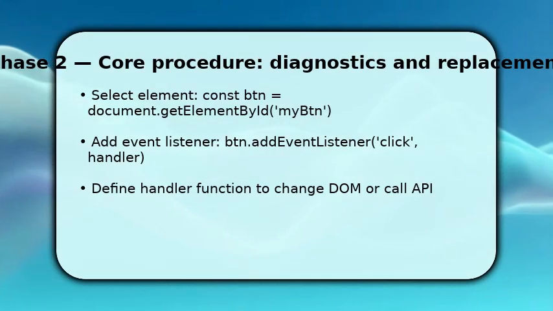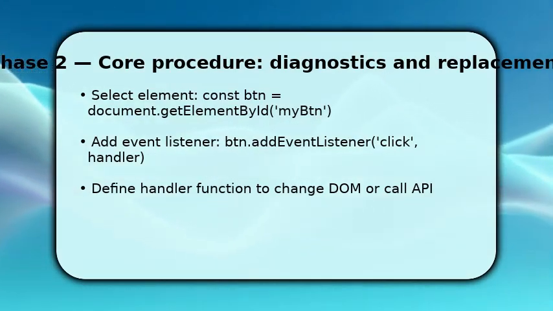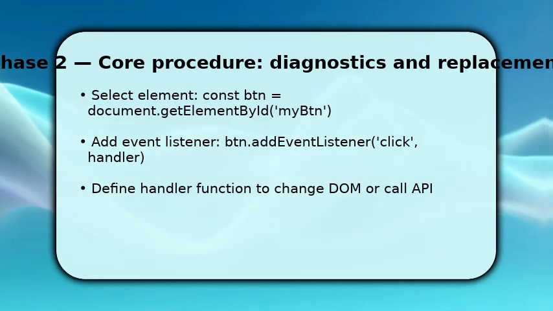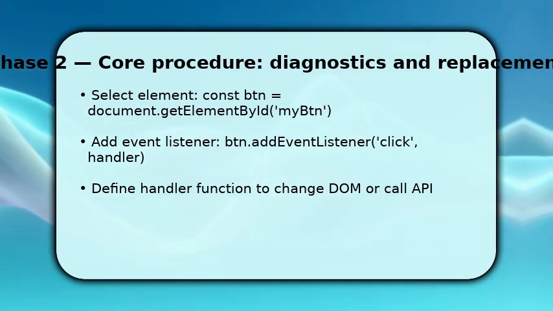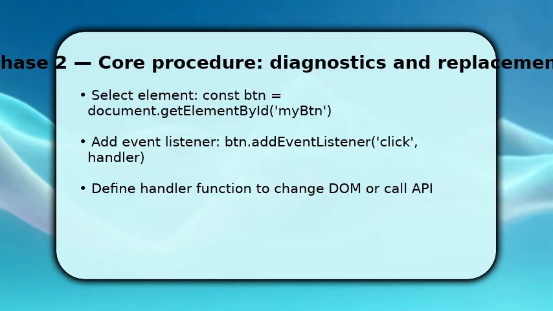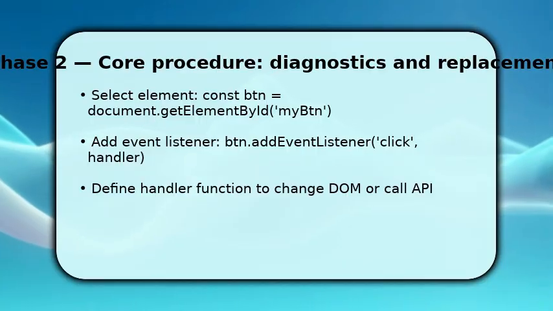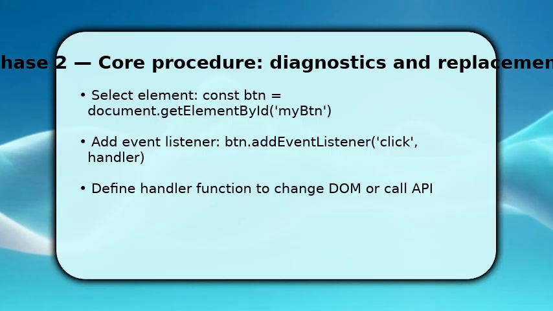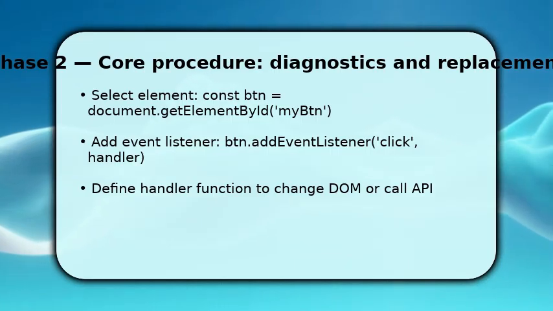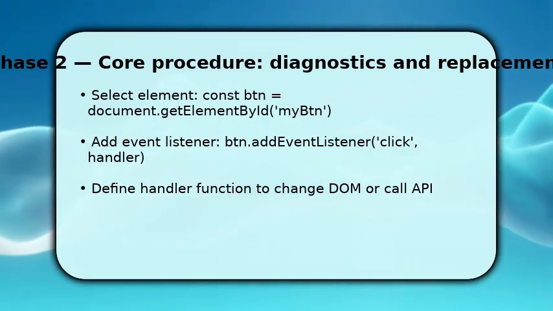Now you wire behavior. In script.js, select the element with document.getElementById and store it in a const. Next, attach an event listener for click and point it to a handler function. Inside that handler, update the DOM or run logic, for example, toggle a CSS class or change text content. Because events bubble, you can also delegate from a parent if you have many buttons.